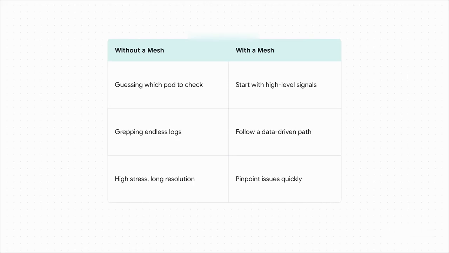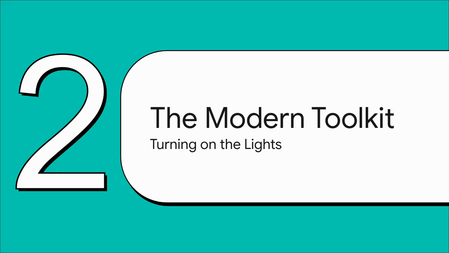And when you put them side by side, the difference is night and day. On the one hand, you have total chaos: guessing, grepping, and basically just hoping you get lucky. The result? Sky-high stress and a resolution that takes forever. But on the other side, you see a completely different world, and that's the world you get with a service mesh. We start with clear signals, we follow a logical, data-driven path, and we nail down the issue fast. It's a total shift from frantic searching to methodical investigation. So the big question is, how do we get from that chaotic guessing game to a structured investigation?